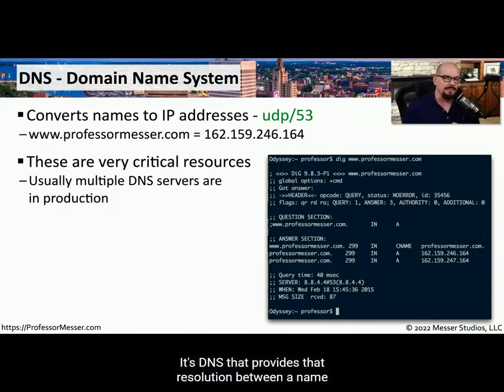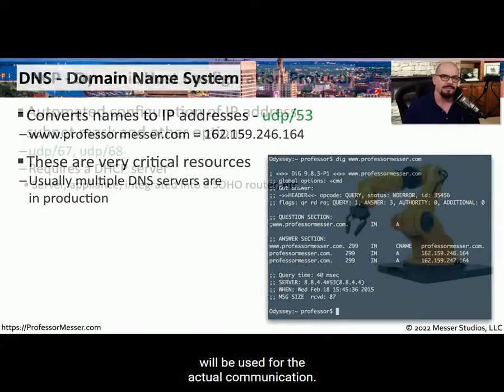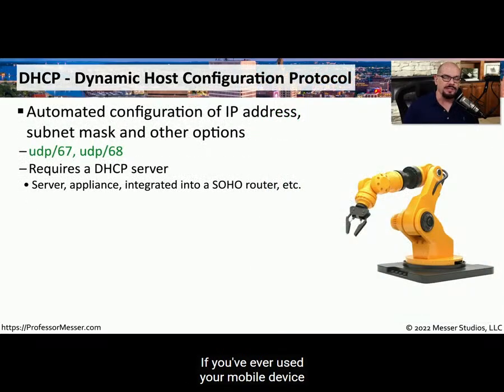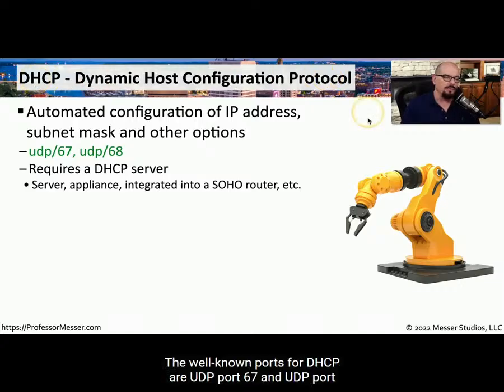It's DNS that provides that resolution between a name that we're typing in on the browser and the IP address that will be used for the actual communication. If you've ever used your mobile device on the Wi-Fi network of a coffee shop, then you've automatically received an IP address that you can use on that network. This IP address was assigned automatically using the Dynamic Host Configuration Protocol, or DHCP. The well-known ports for DHCP are UDP port 67 and UDP port 68.